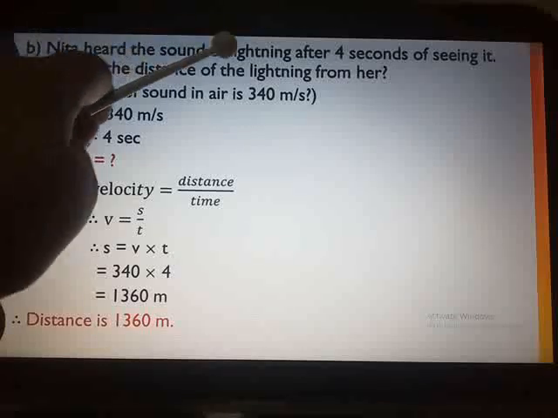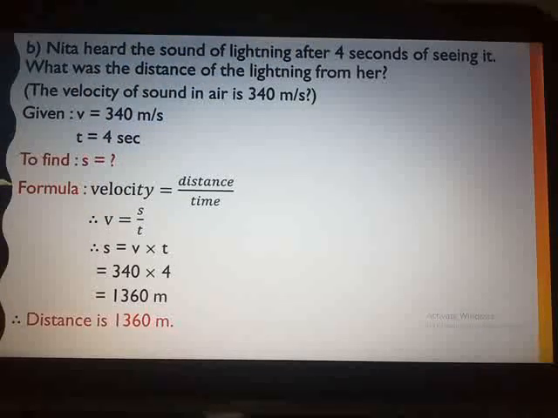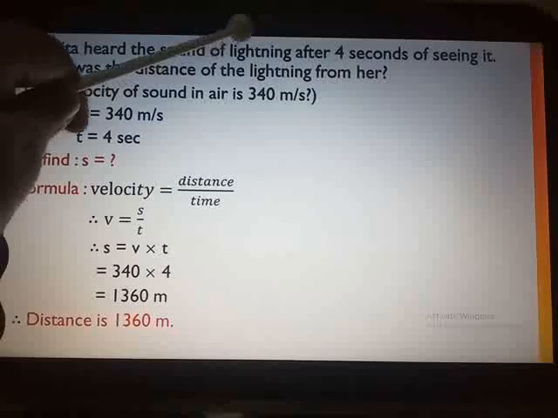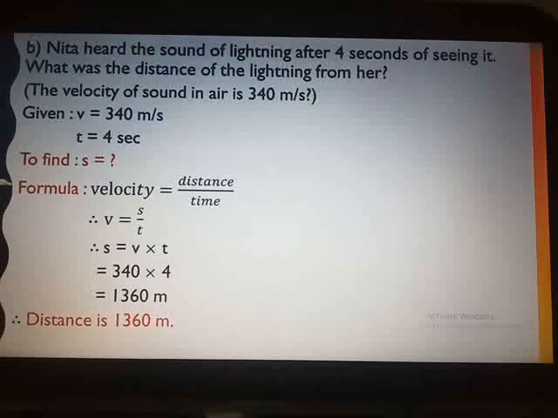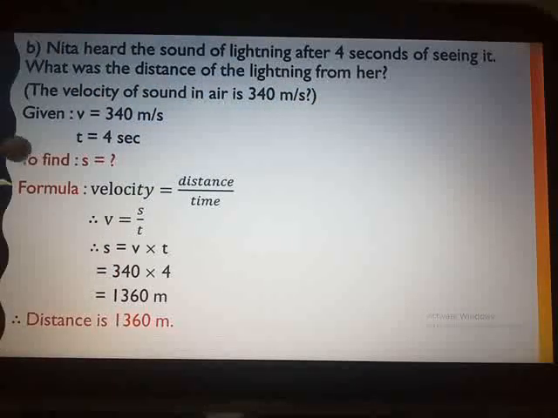Nita heard the sound of lightning after 4 seconds of seeing it. What was the distance of the lightning from her? You know lightning before a rainfall. So Nita has heard the sound of the lightning after 4 seconds of seeing it. What was the distance of lightning from her? And the information provided to us is velocity of sound in air is 340 meters per second. You have to find the distance. They have asked what was the distance.